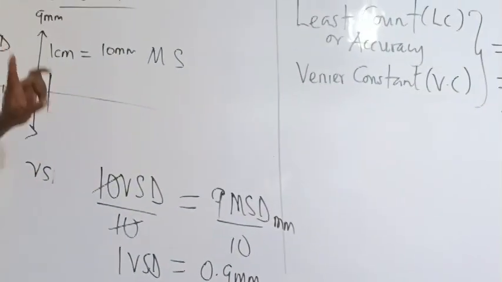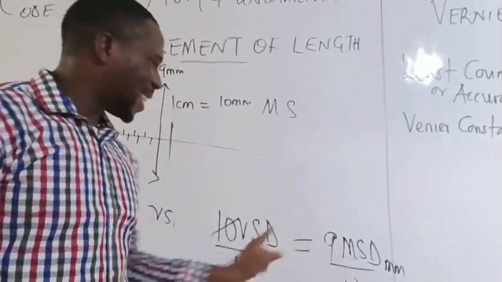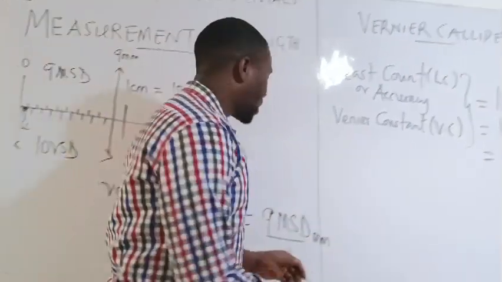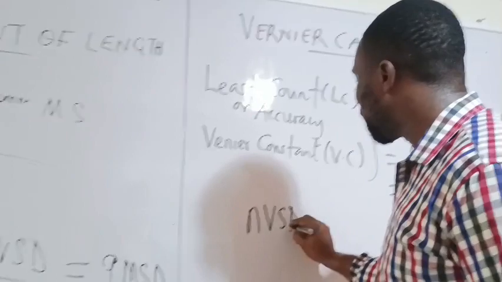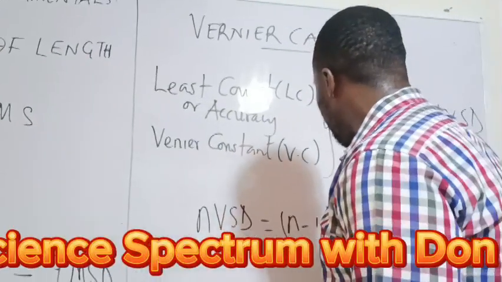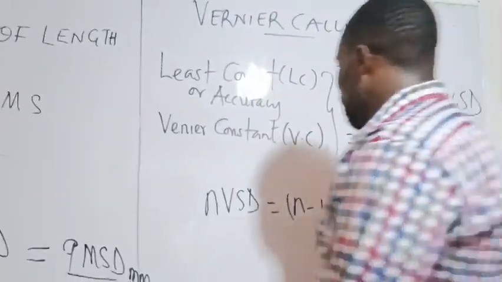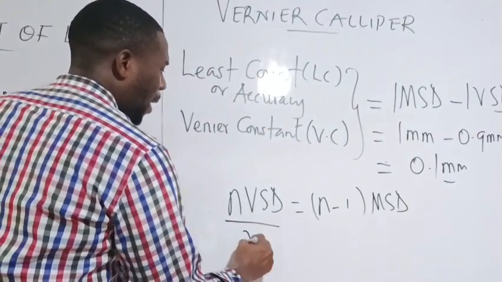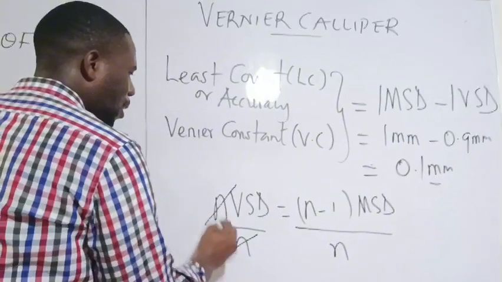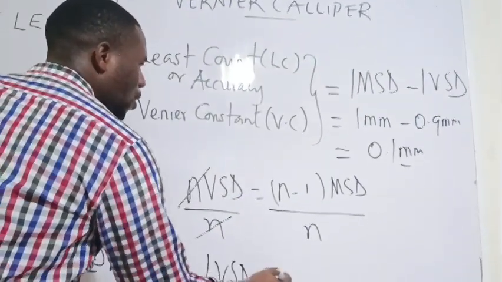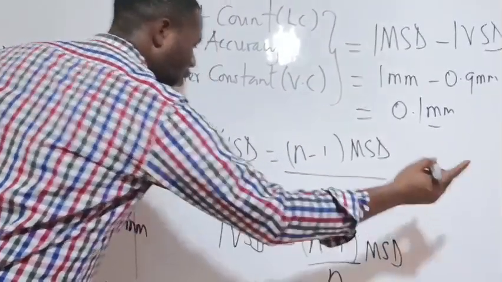Since we have established the fact that 10 Vernier scale divisions would give us 1 less, that is 9, main scale divisions, this would mean that n Vernier scale divisions would be n minus 1 main scale divisions. So if I have 10 here, this would be 9, just like we've seen. Now, n stands for the number of divisions. If I divide through by n, can you see that 1 Vernier scale division would be (n minus 1) over n of the main scale division?